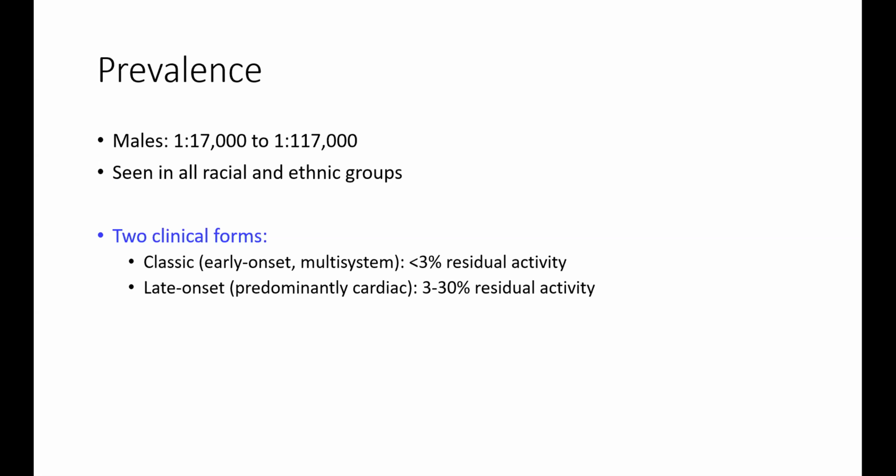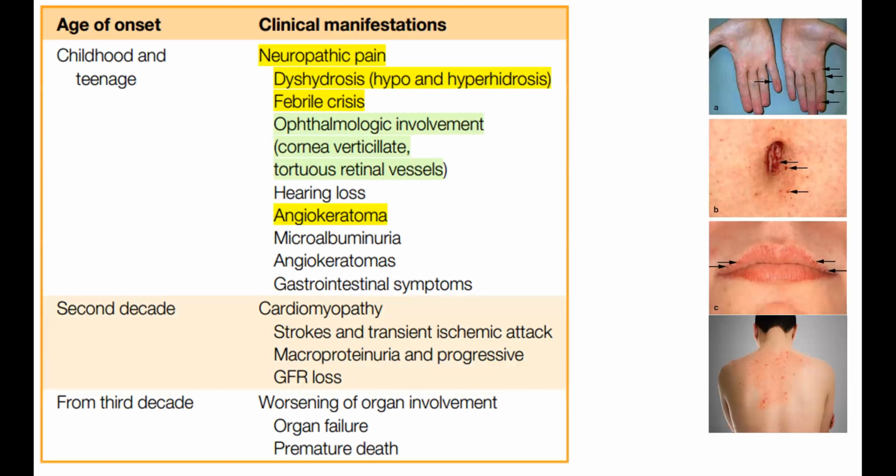There are predominantly two clinical forms: an early onset or the classic form, which results when the enzyme activity is less than 3%. There's a late onset form when the residual enzyme activity is between 3 to 30%, and more than 30% is considered as normal. The late onset form sometimes only manifests as a cardiac disorder, whereas the early or the classical onset forms present as a multisystem disorder. So this is something which we need to remember.